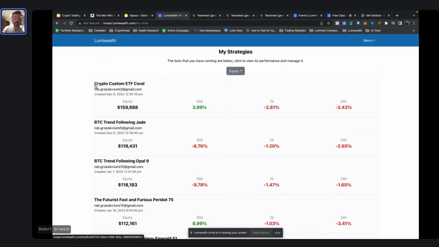Here's one. Here's that crypto custom ETF, for example. This strategy I started December 6th. I believe it started with around $100,000. And this strategy is up to $160,000 since December 6th. So we're talking about not even 3 months and about 60% return, making quite a bit of cash here, right?